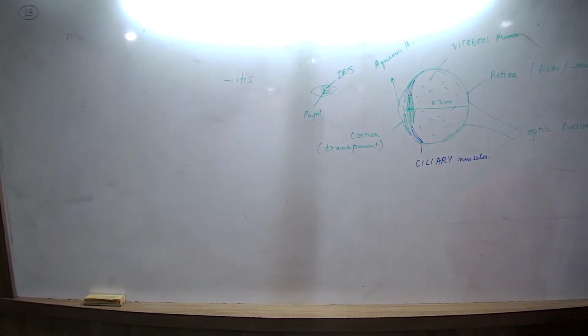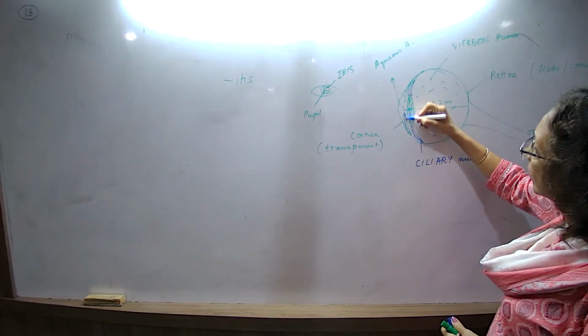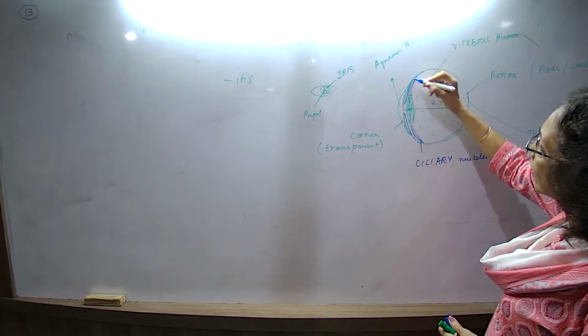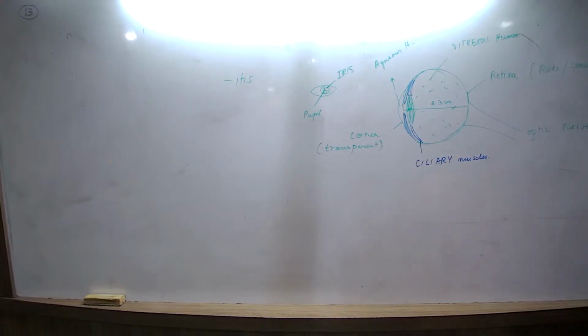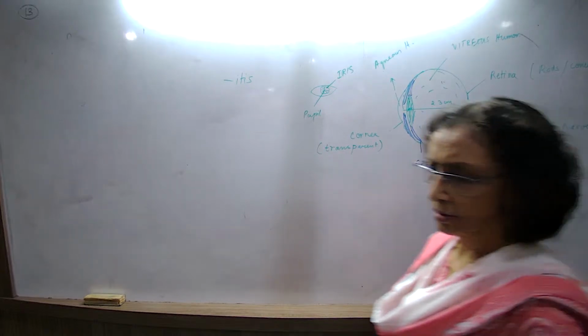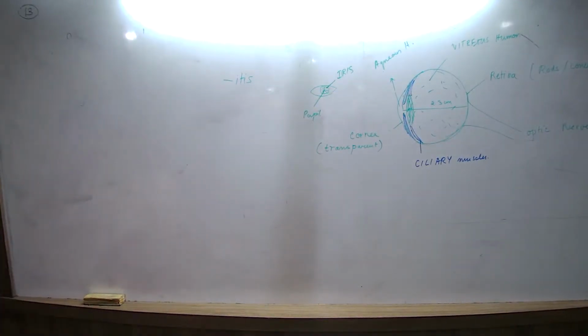Okay, the iris. The iris is this part, the one that I'm drawing in blue. Draw a circle, you're taking so much time. Good, come on, come on. Where is it? Yeah, very good.